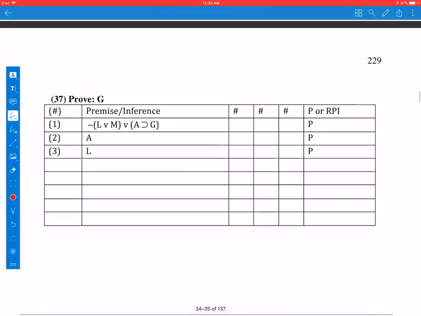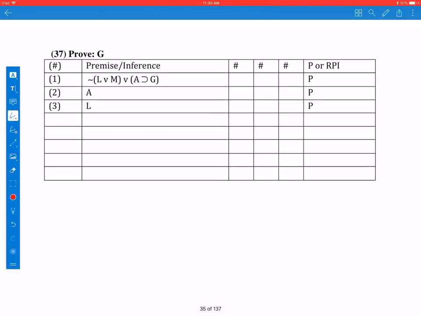I think we have time for one more problem. Prove G. 1, 2, 3 are the premises. So I'm looking around for a G, and I notice it's in line 1. It's in the second disjunct. So I need to get that second disjunct, and then I'll worry about how to get the G out of that conditional. So in order to get the second disjunct of an or, I need to find the opposite of the first disjunct. I need a not L or M.